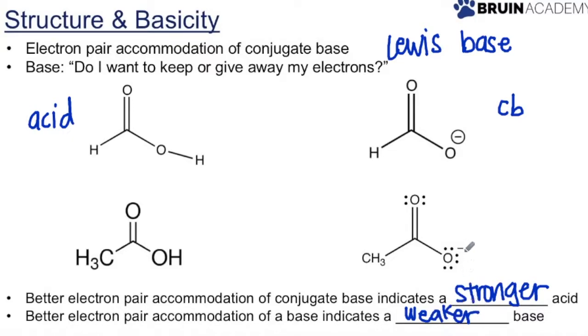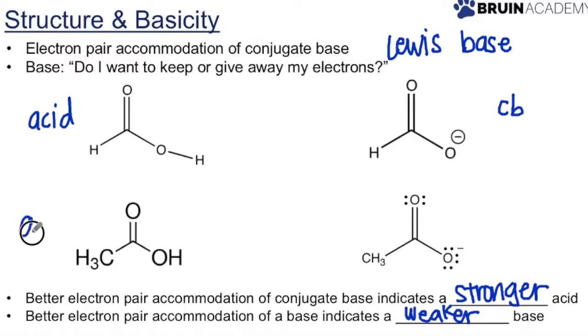And the reason for this is because if you have a base that can really hold on to its electrons very well, that means that it doesn't really want to let them go. It doesn't really want to donate or give them away because it can accommodate them. It's comfortable in its home. So that's how I remember that when you have a base with a really, really good electron pair accommodation, this leads to a weaker base.